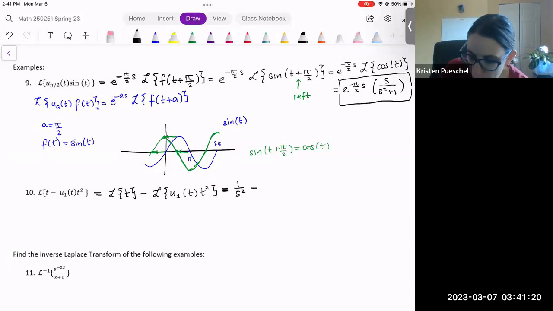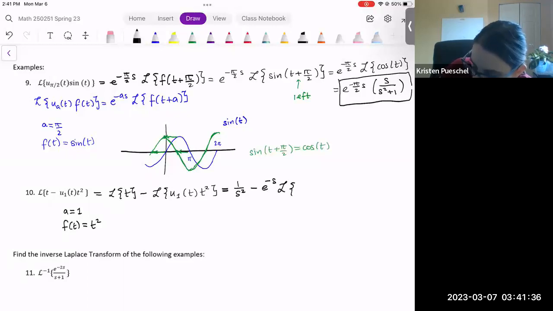Okay, so our first term gives us 1 over s squared. And then the second one gives us e to the negative 1 times s, or e to the negative s, because a here is 1. And our f of t, the function it's multiplying, is equal to t squared. This is times the Laplace transform of f of t plus 1. So we're going to shift that function t squared to the left by 1.